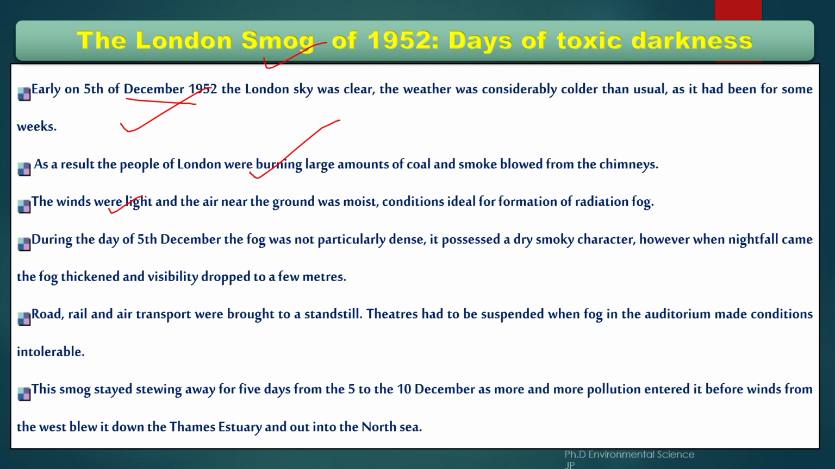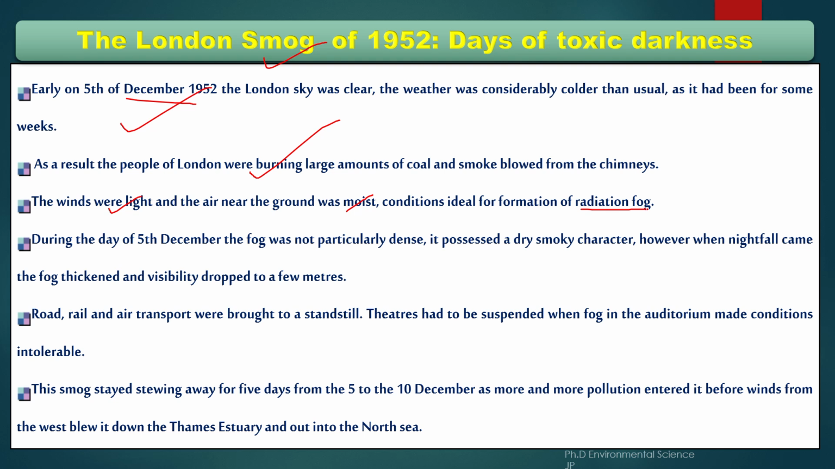Additionally, the air near the ground was moist, which turned out to be the ideal condition for the formation of radiation fog. Radiation fog forms when the ground cools overnight, causing the air near the ground to cool and reach its dew point, leading to condensation.